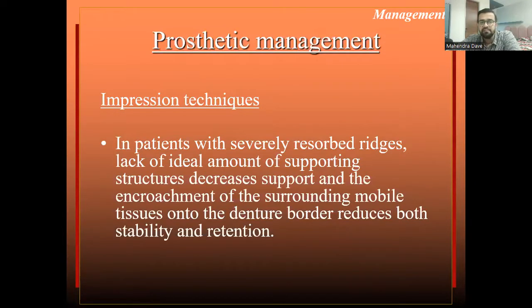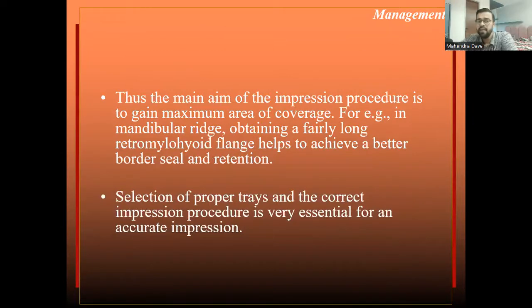Prosthetic management. Impression techniques. In patients with severely resorbed ridges, lack of ideal amount of supporting structures decreases the support, and the encroachment of the surrounding mobile tissue onto the denture border reduces the stability and retention both. Thus, the main aim of the impression procedure is to gain maximum area of coverage. For example, in a mandibular ridge, obtaining a fairly long retromylohyoid ridge and mylohyoid flange helps to achieve a better border seal and retention. Selection of proper tray and correct impression procedure is very essential for an accurate impression.